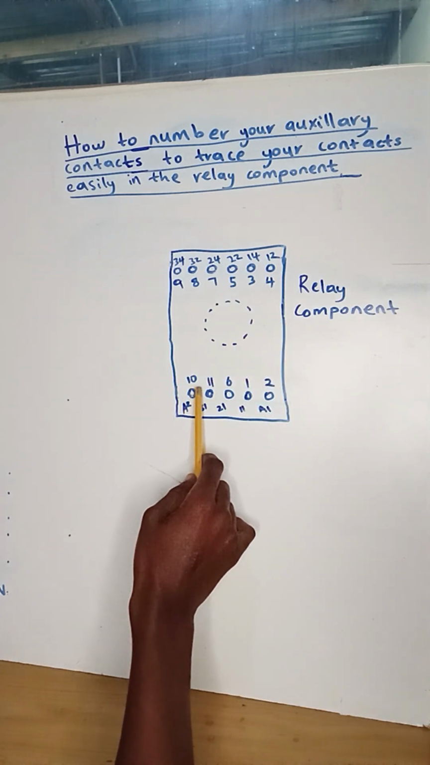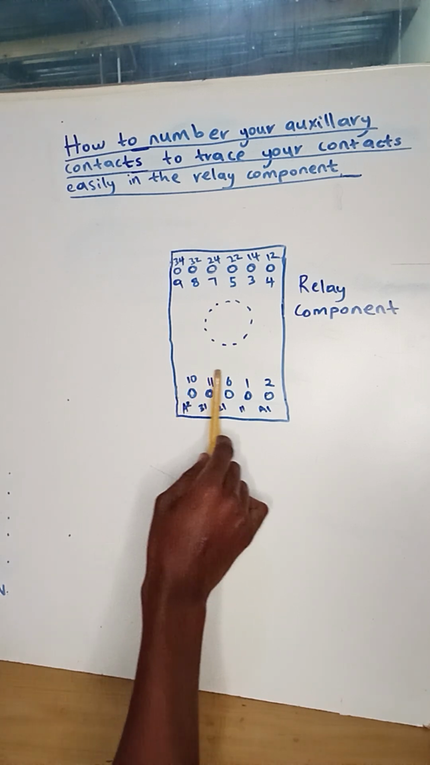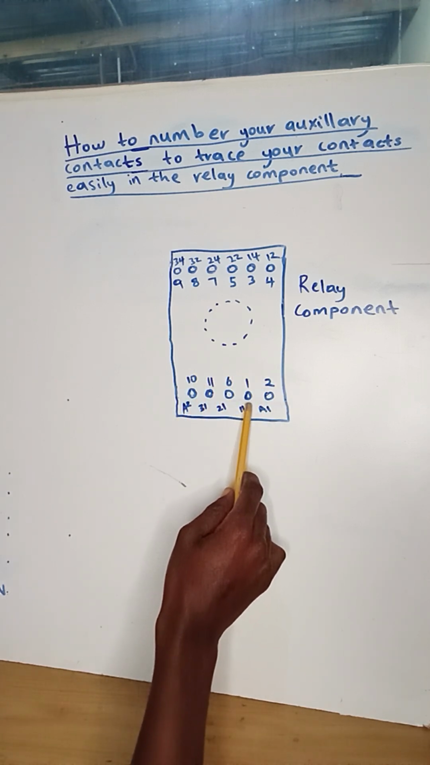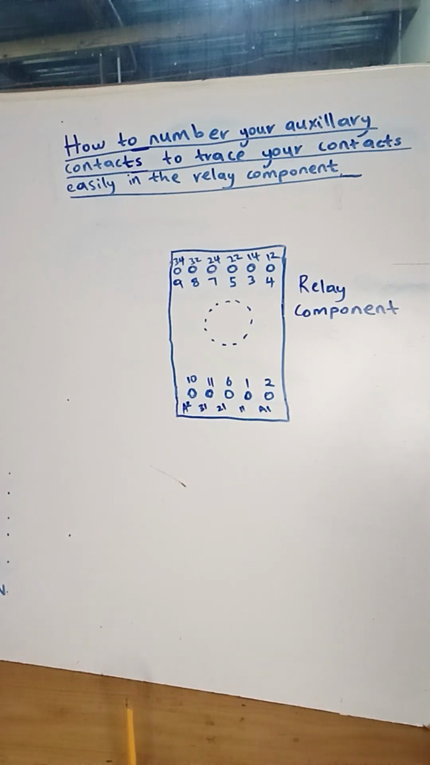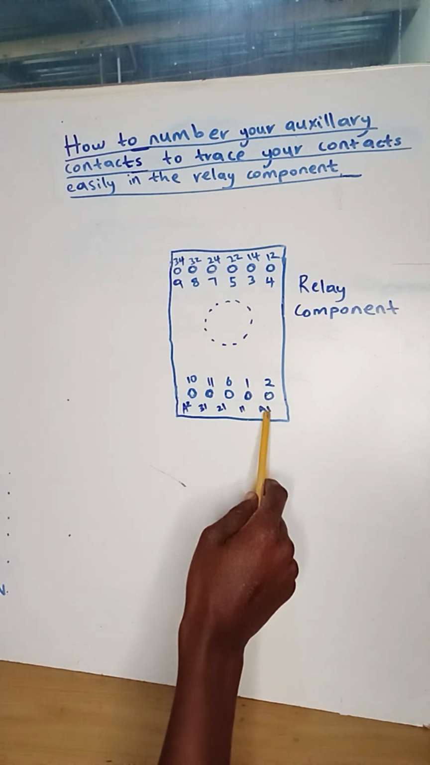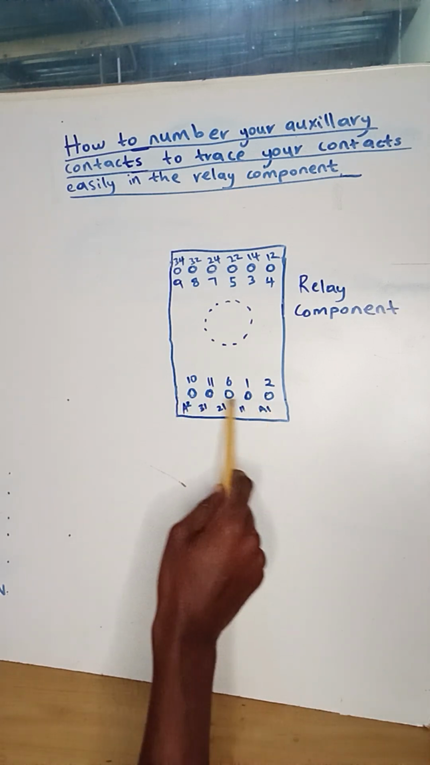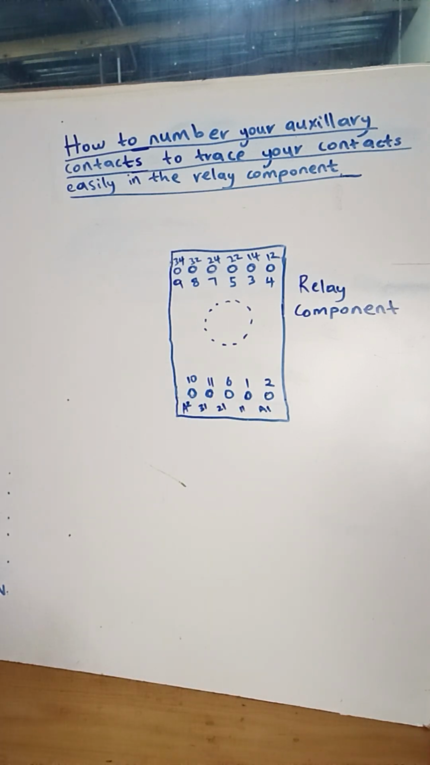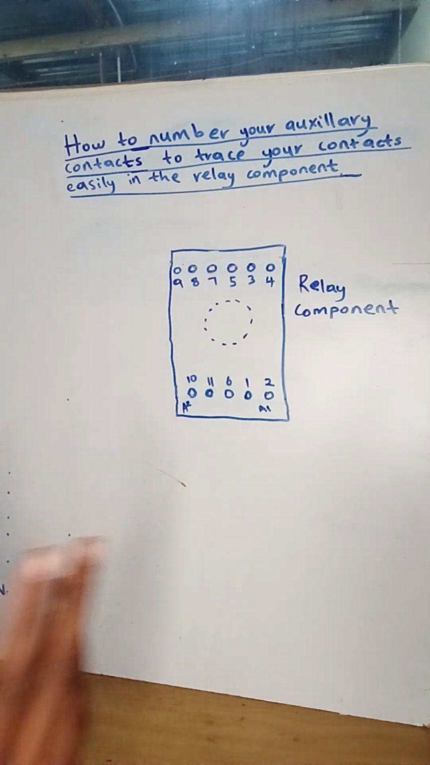So from the bottom points, which is 1, 2, 3, 4, 5, they prefer to use the top numbers and remove these 3 middle numbers, because A1 and A2 represent the coil, which is A1 is number 2 and A2 is number 10. So we cannot erase A1 and A2 because they represent the coil. So I'll erase the ones that I told you. Those are the numbers you should be focusing on in the relay component.